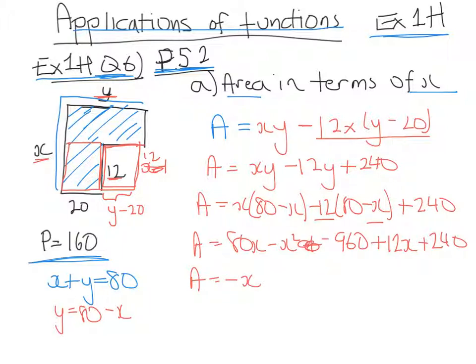If I group all these together, there'll be minus x squared. 80x plus 12x is 92x, and minus 960 plus 240 is minus 720. So there we go with the first part.